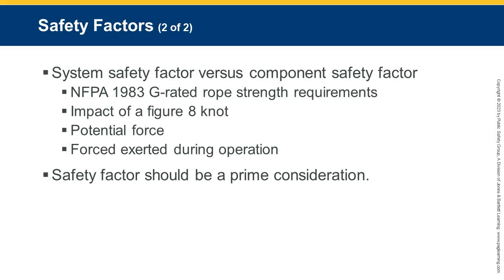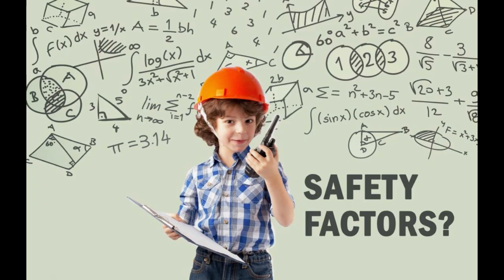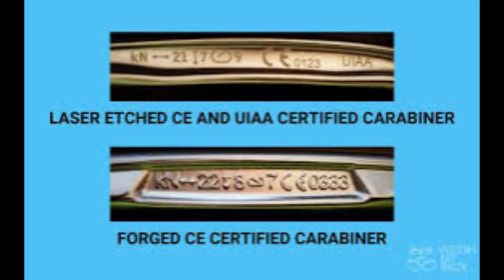Now, let's break this down a bit more. Not all safety factors are created equal. There's component safety and system safety. A component safety factor looks at an individual piece of gear. For example, an NFPA 1983 G-rated rope must handle at least 40 kN. If our rescue load is about 600 pounds, that's a safety factor of around 15:1. Pretty strong, right? But here's the catch.